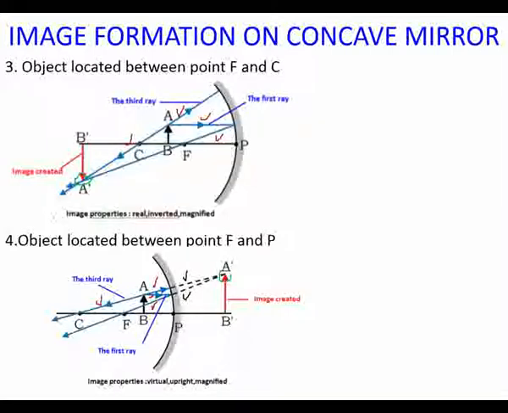Because of that, the image is created behind the mirror. This image is called a virtual image. And because the size is bigger, the property is magnified. And the image is upright. So the image properties in this position are virtual, upright, and magnified.